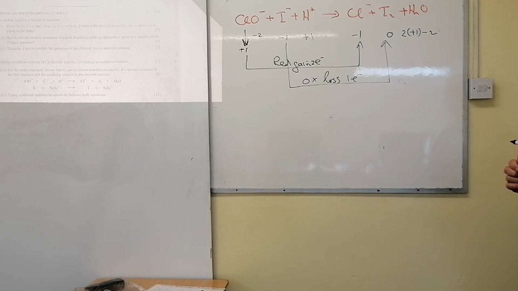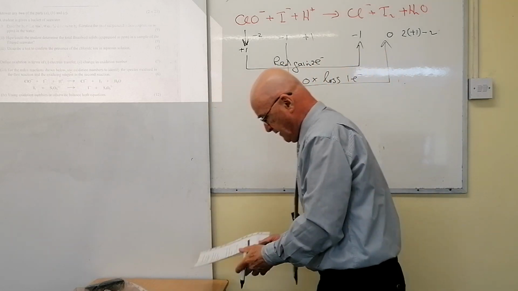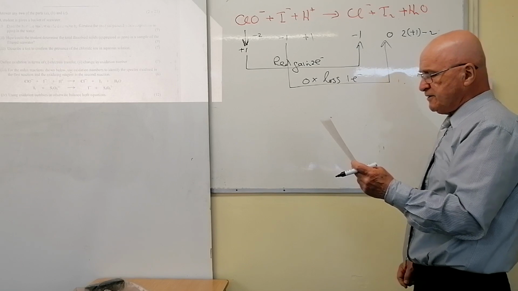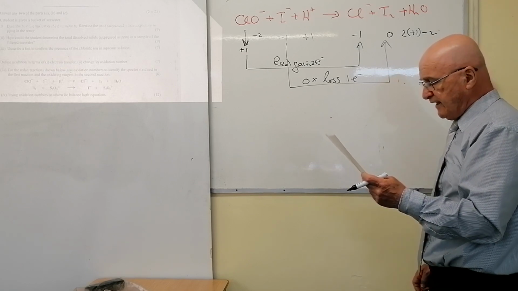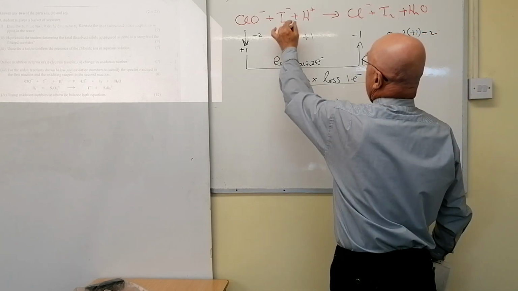Are you okay with that? And so we balance the electron transfer. Now, they asked us a question on that. I better deal with it. For the redox reaction shown below, use oxidation numbers to identify the species oxidized in the first. The species oxidized in the first is iodine.